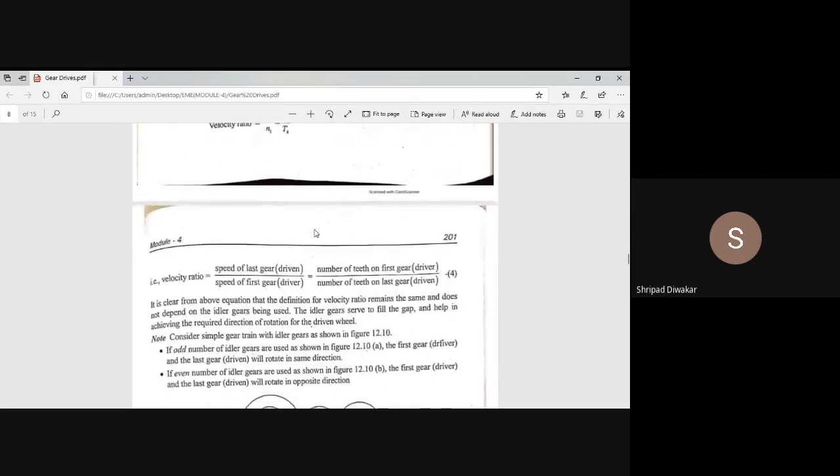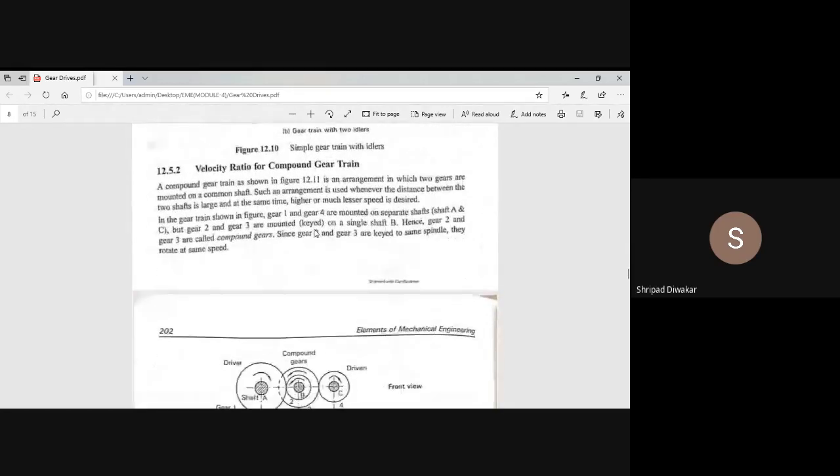Now in this arrangement, N4 is the speed of the last gear and N1 is the speed of the first gear, equals T1 divided by T4. T1 is the number of teeth on the first gear and T4 is the number of teeth on the last gear. So we get N4 by N1 equals T1 by T4. Hence, the speed of the last gear, that is the driven gear, divided by the speed of the first gear, that is the driver gear, equals the number of teeth on the driver gear divided by the number of teeth on the driven gear. So this is the equation for simple gear train.